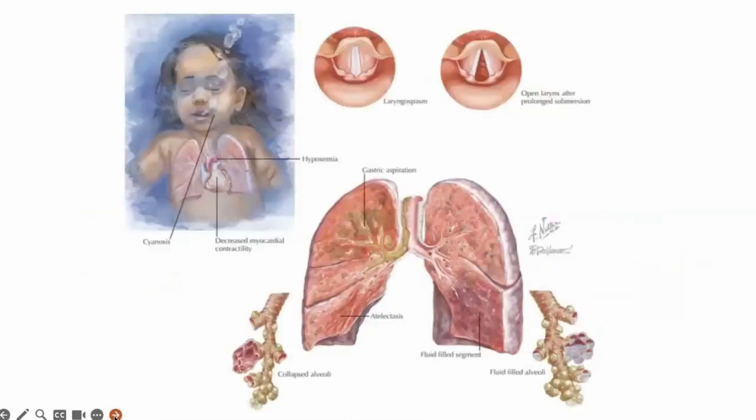Okay. So this is just a pictorial diagram showing the initial laryngospasm that you'll get, and then the larynx is usually found in the open position after prolonged submersion because everything relaxes, there's significant hypoxemia, and the patient eventually goes into a cardiac arrest. It also tries to show some of the features that might be found in the lung, so significant atelectasis with a washout of surfactant, with collapsed alveoli. There might be a fluid-filled segment with significant consolidation and fluid having damaged the lung tissue and fluid-filled alveoli.